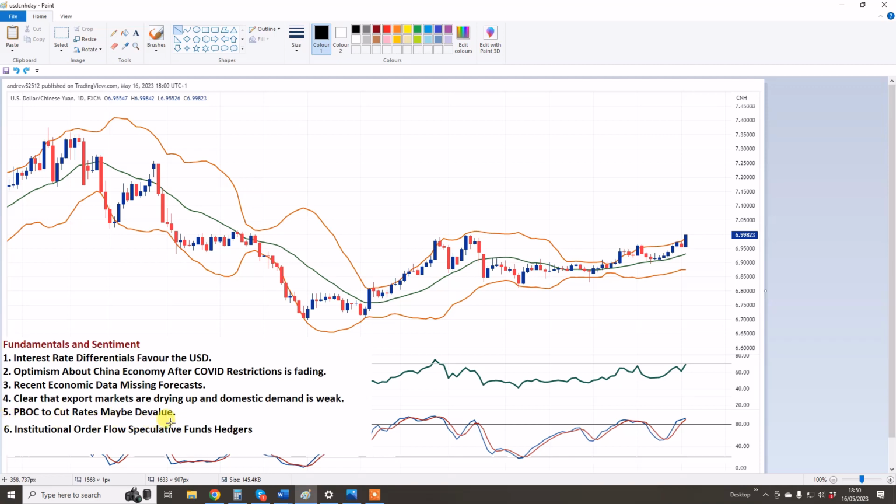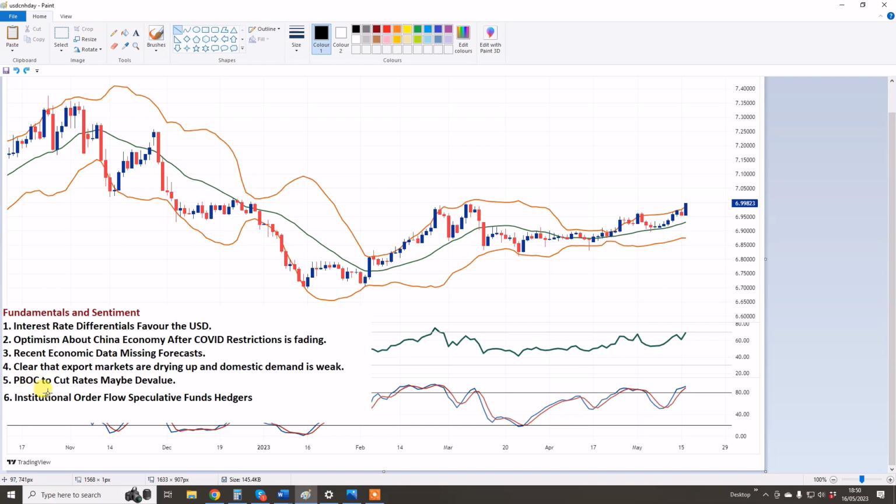I think that is a bit of a wild card. I think the USD is going higher anyway. This would just give a massive boost to our view. In terms of what else have we got?